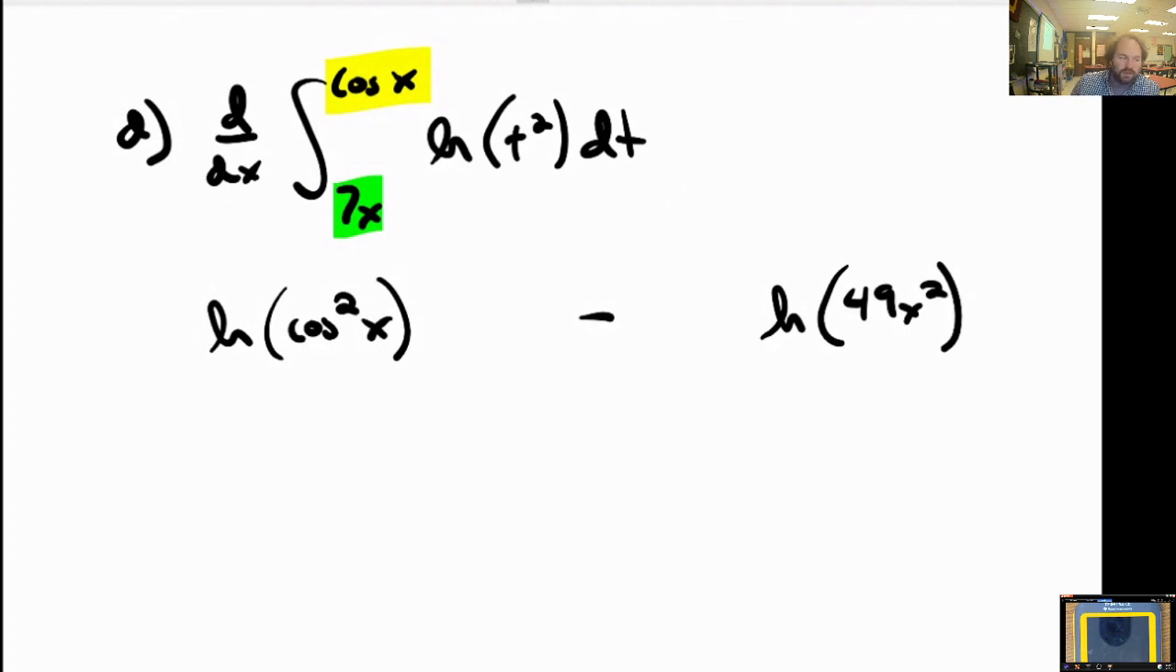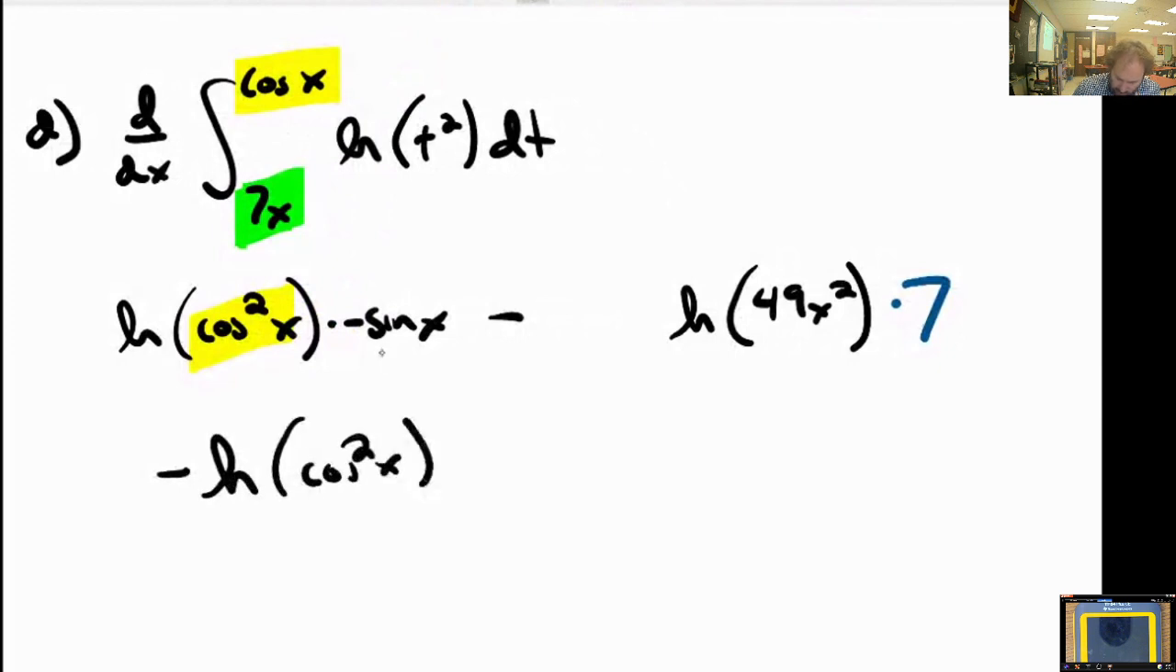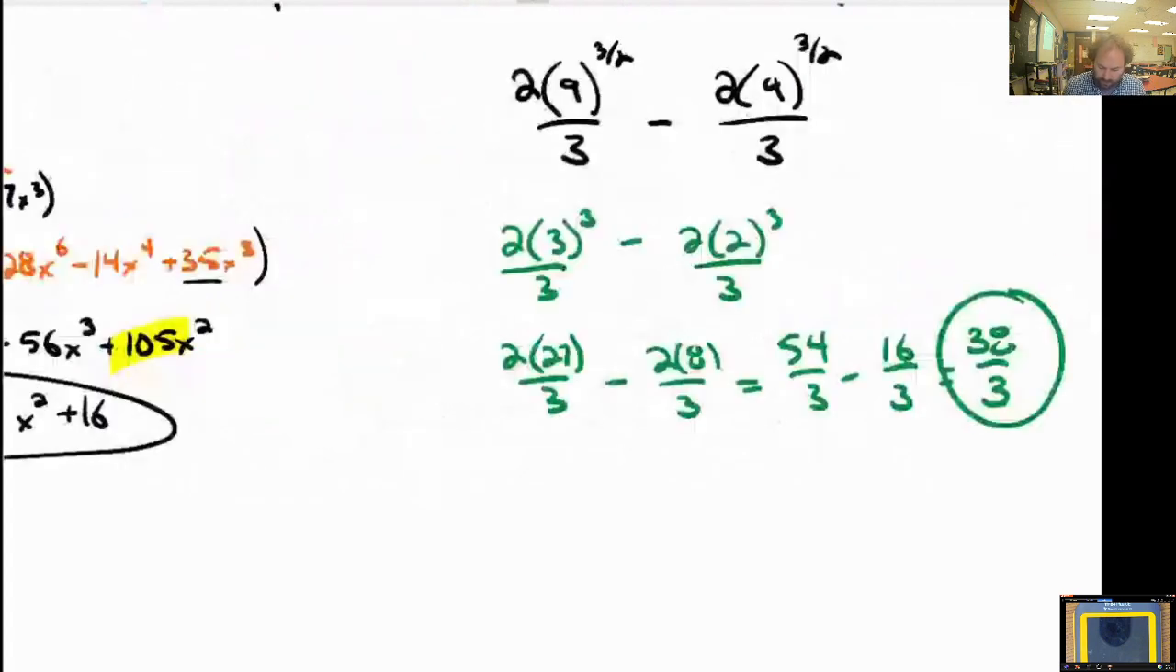Of course, remember that we can't just plug those numbers in. We're taking a derivative, so we also have to think about the chain rule here. So we need to multiply by the derivative of cosine, which is negative sine. And we need to multiply by the derivative of 7x, which is just 7. So your final answer is going to be something like the negative natural log of the cosine squared of x times sine of x minus 7 natural log 49x squared. Like that. Kind of cool, kind of not, I guess. I don't know. All right, let's go on.